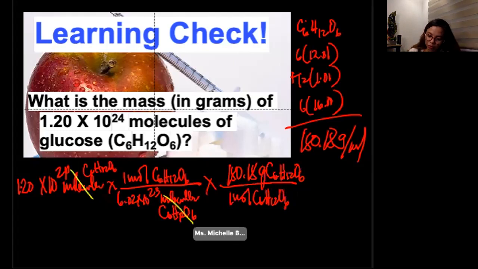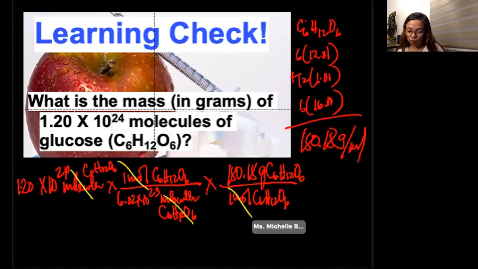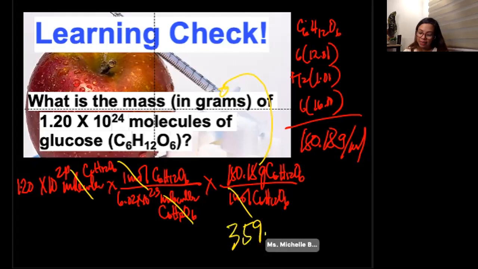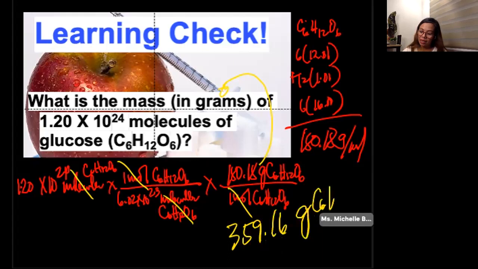Molecule divided by molecule is equal to 1. Mole divided by mole is equal to 1. So we are left with grams, which is the unit addressing our problem. So 1.20 exponent 24, press that please in your calculator, times 180.18, divided by 6.02 exponent 23. So what is the mass in grams of 1.20 times 10 to the 24 molecules? That's 359.16 grams of C6H12O6.